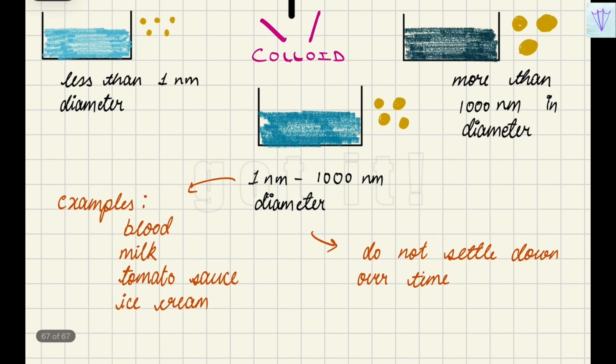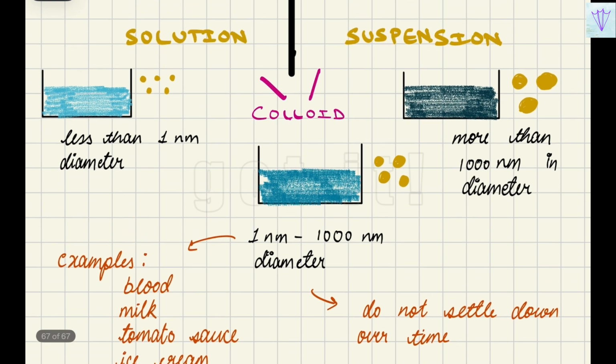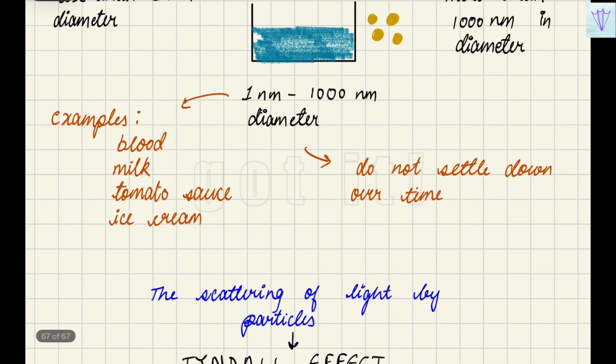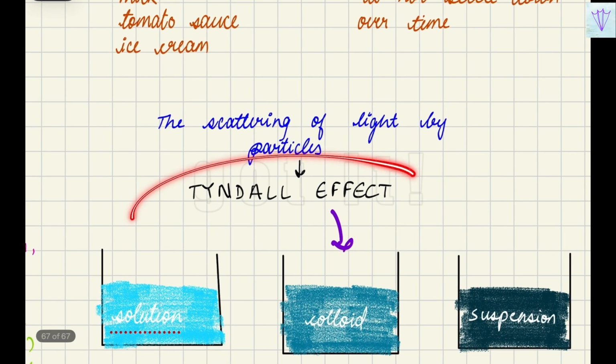So examples of colloids are blood, milk, tomato sauce and ice cream, and they do not settle down over time as we can see in a suspension, but in a colloid we do not see them settle down over time. Right, so next, the Tyndall effect.